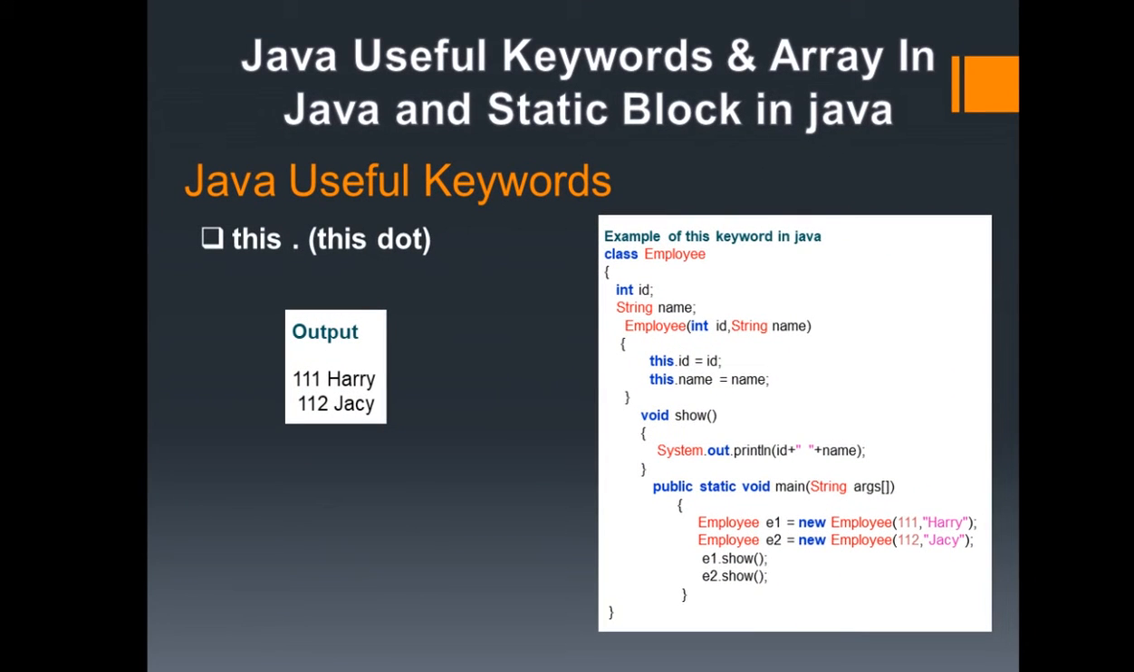Here is the example of this dot. Please note this example. Here we have class Employee with int id and string name, and Employee(int id, string name). So here, for the variable, we use this keyword: this.id = id, this.name = name, to differentiate between these two similar variables. That's why we use this keyword, and the output of this is 111 Harry, 112 Jackie.